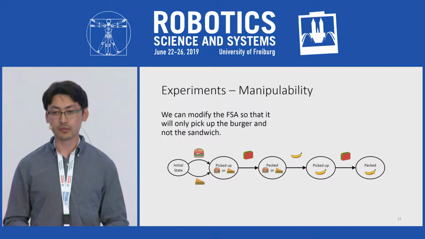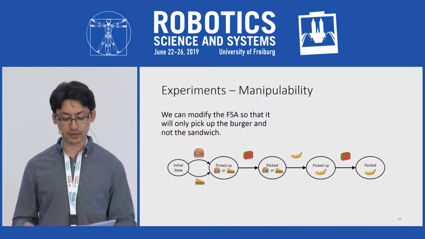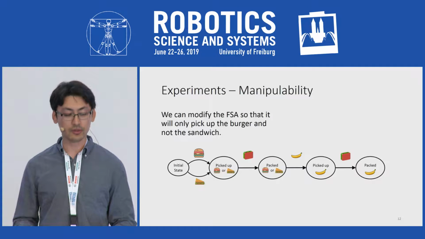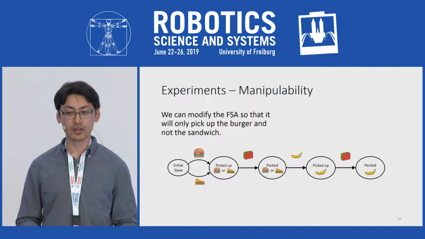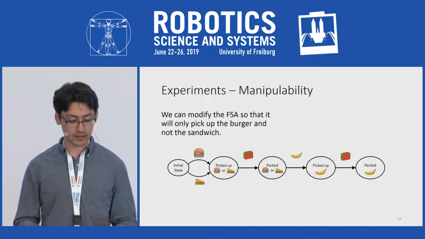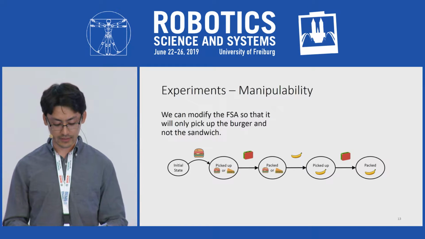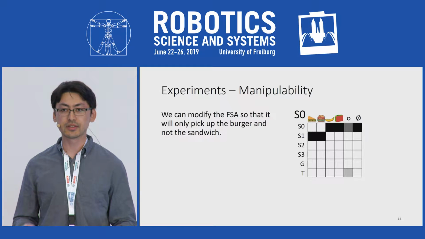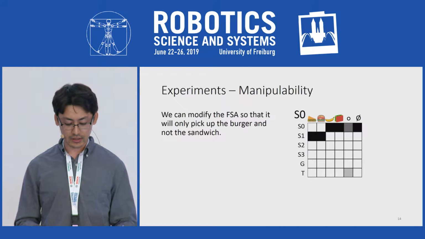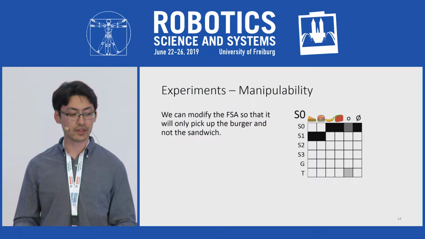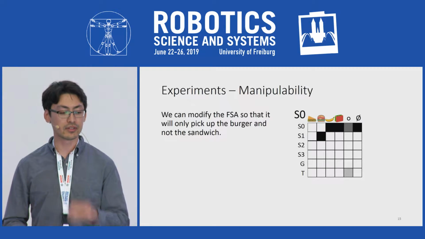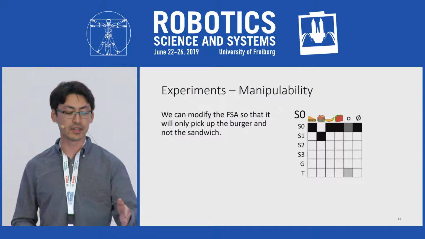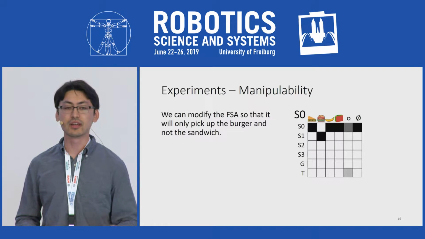Since we have learned an interpretable model of the rules, we can easily modify the rules to change the behavior of the agent. Let's say that we want to modify the FSA so that it will only pick up the burger and not the sandwich. We can do this by just deleting this edge between the initial and next state. This change is also easy to express using the transition matrix of the FSA. We can change the values in the matrix to change the form of the FSA. In this case, if we delete the transition associated with the sandwich and replace it with a new transition that just leads to the current state, that effects the same change that we made to the FSA earlier.